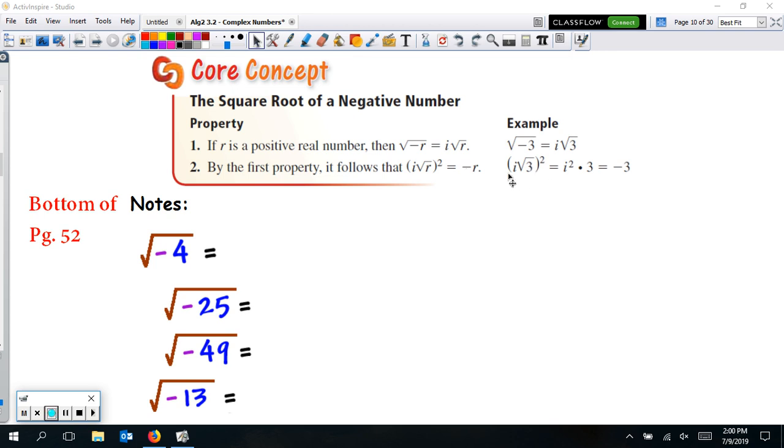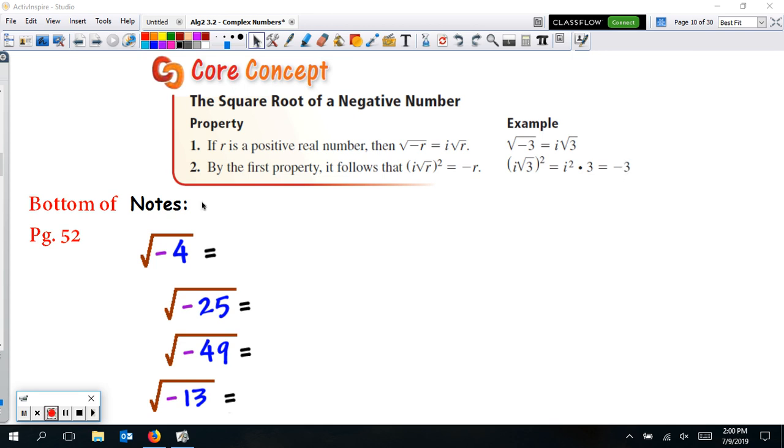And so same thing here. If I was to square this, it's like squaring i and squaring the square root of 3. i squared would be the -1 times 3, because if you square a square root, that's going to undo the square root sign. And so it's -1 times 3, which would be -3.